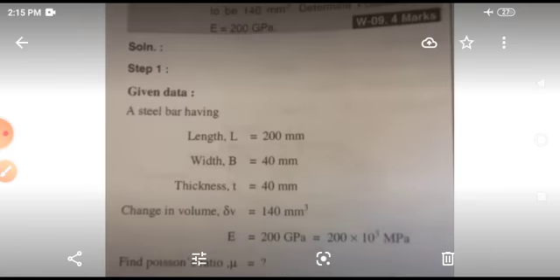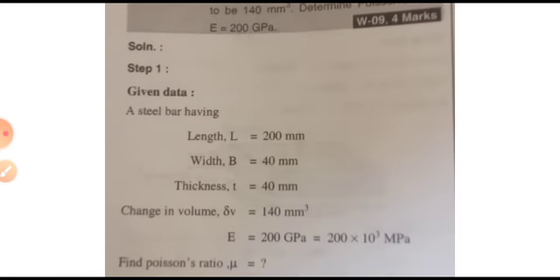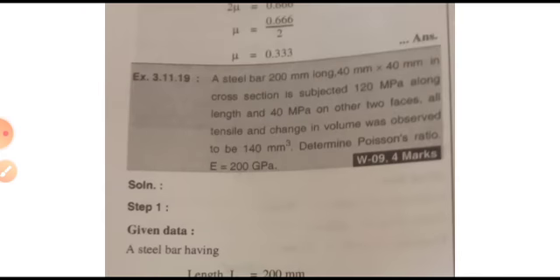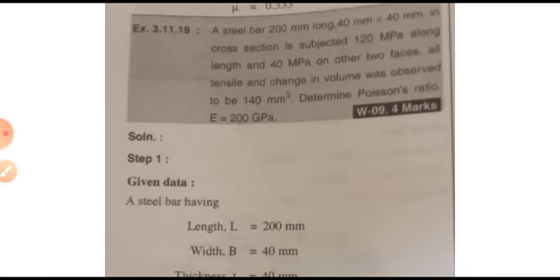Now there is another problem. A steel bar 200 millimeter long, 400 millimeter by 400 millimeter in cross section, actually a cuboidal bar, is subjected to 120 megapascal along the length and 40 along two faces. All are tensile, and a change in volume was observed, that is dV equals 140 millimeter cube. Determine Poisson's ratio if E is given. It is the same problem as the previous one. E is given in gigapascal. You can see here megapascal, there is no gigapascal, no problem.